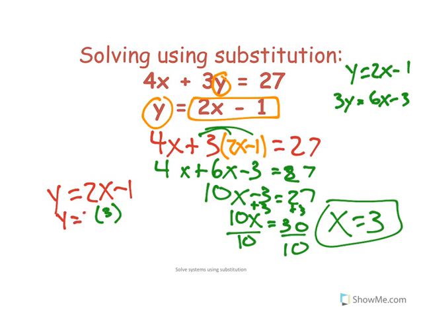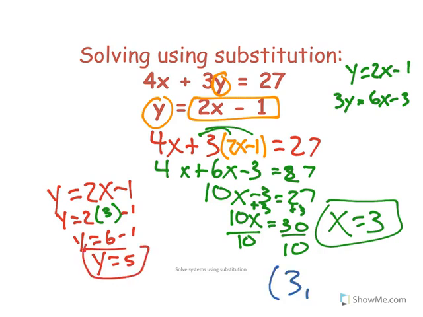Right, so y is equal to 2 times 3 minus 1. Y is equal to 5. And my solution as an ordered pair, right, should be 3, 5.